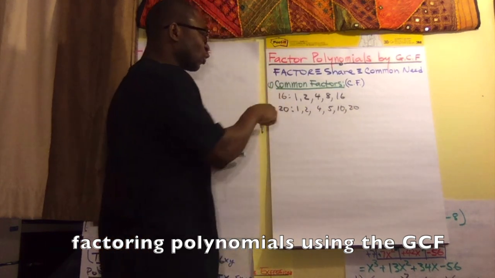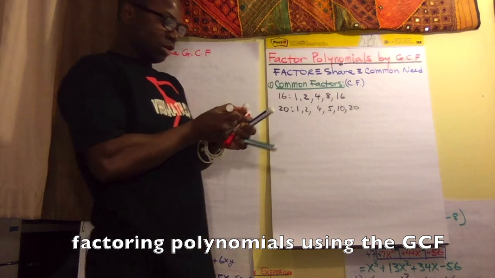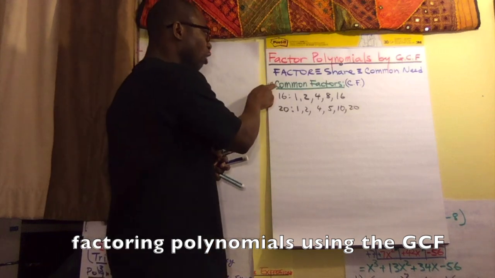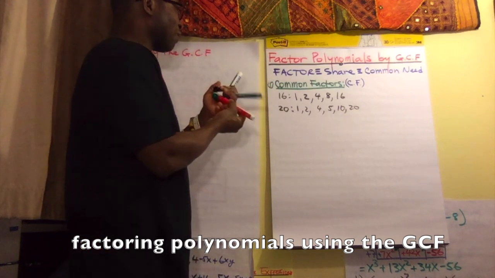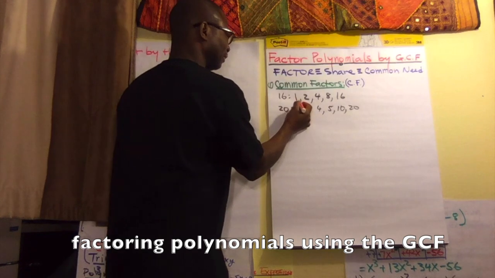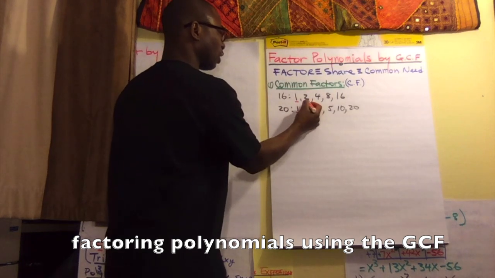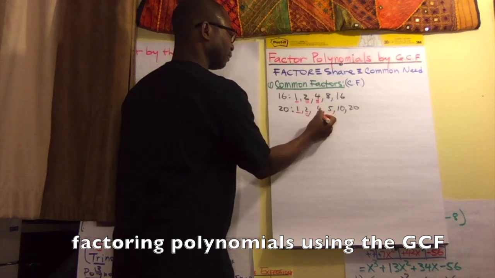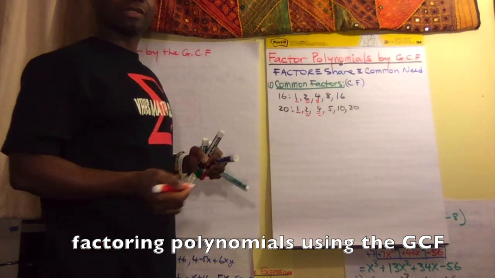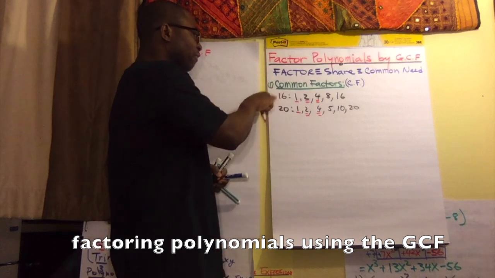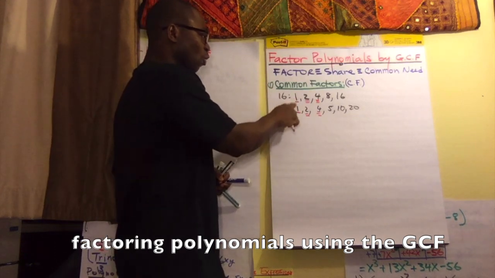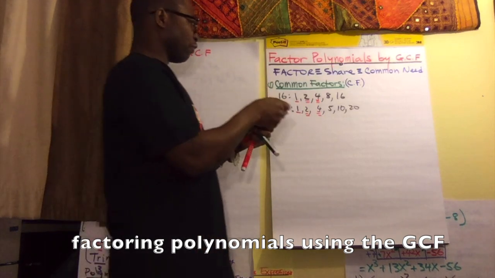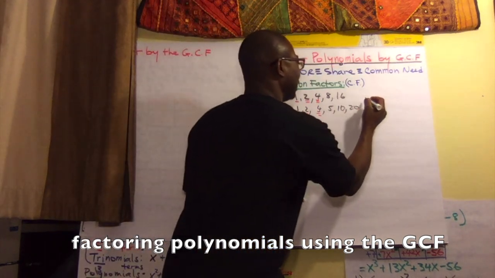So if we look at these two numbers, 16 and 20, we try to see what factors they have in common. That's what we call common factors. They both have 1 in common. They both have 2 in common. They both have 4 in common. And that's it. They don't have anything else in common. So the common factors of 16 and 20 are 1, 2, and 4.